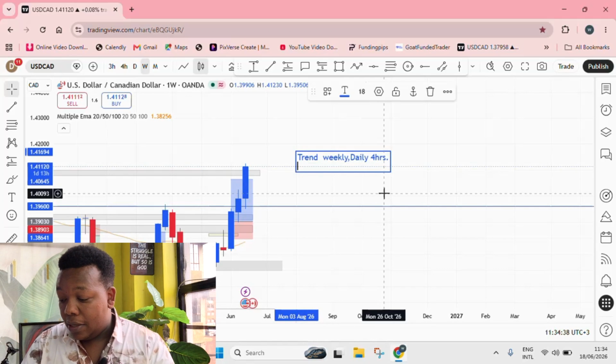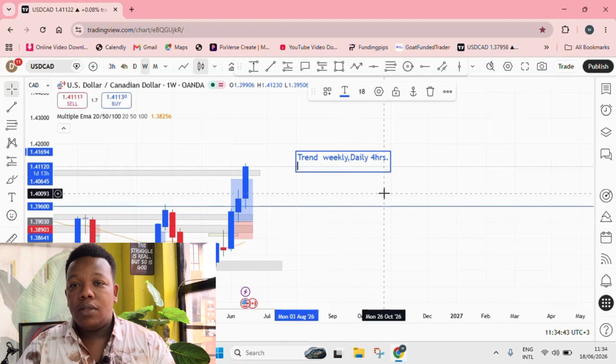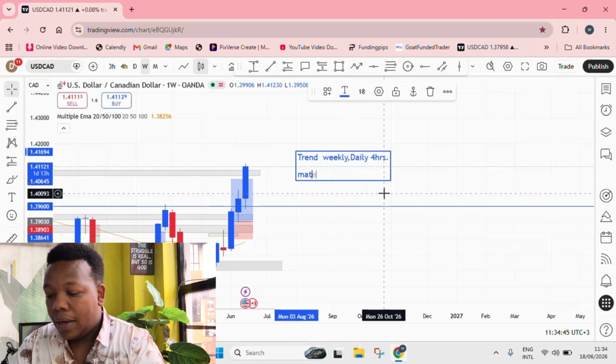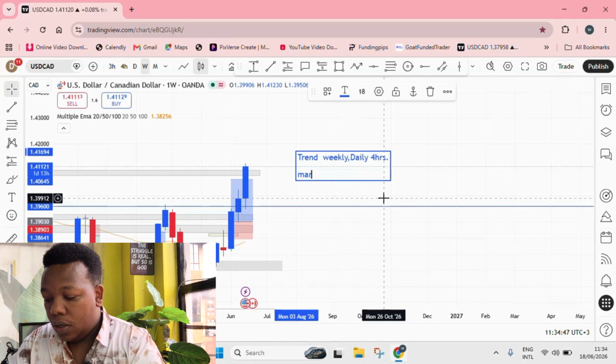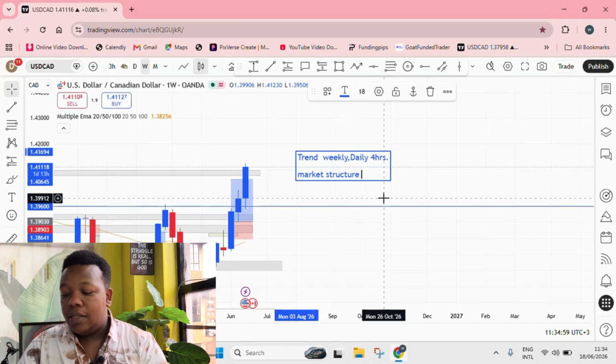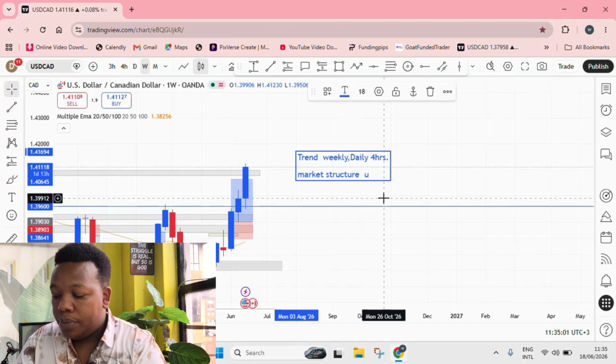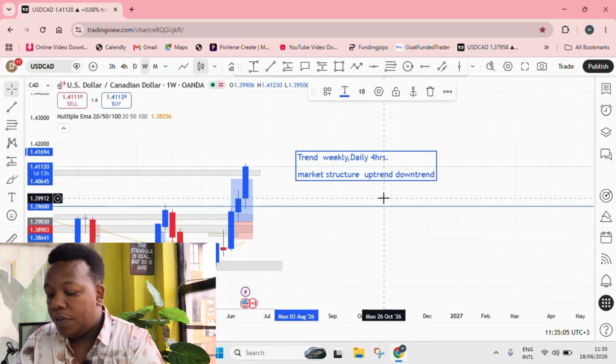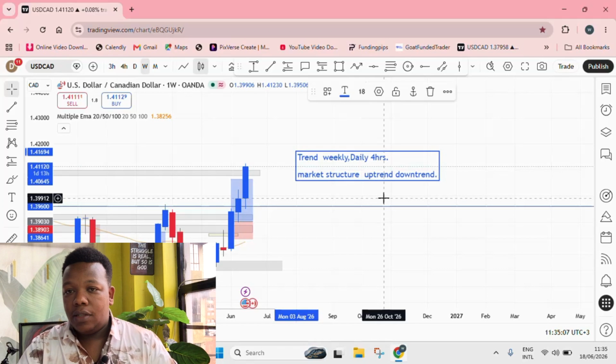And what I mean by this, the trend for weekly, daily, and 4 hours, this is what determines something called the market structure. By the market structure, I mean you understand, is the market making new higher highs, or is the market making new lower lows, and basically is the market either on an uptrend or is it on a downtrend. So it's very, very important that you understand these two things.